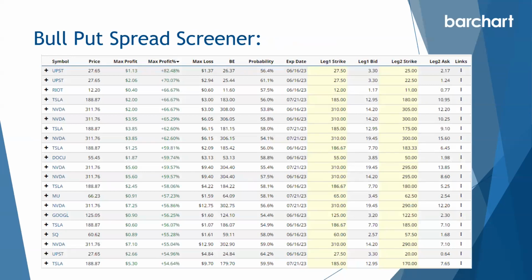Bar Chart has some great bull put spread screeners on the website. Here we've got an example from today. If we look at that first example on Upstart, the stock's trading at 27.65, and this spread would be looking at selling the June options monthly expiry, selling the 27.50 put and buying the 25 strike put.